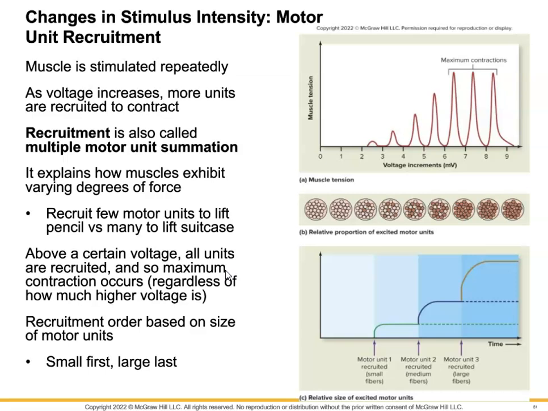So the recruitment of motor units is based on the size of motor units within a muscle. The smallest motor units are the most sensitive, and they're recruited first, with subsequent stimulation of less sensitive motor units. So this allows us to have both fine motor control, such as when you pick up something small, or to have very powerful force of contraction if you're lifting something heavy.